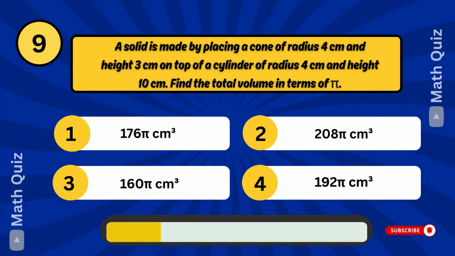A solid is made by placing a cone of radius 4 cm and height 3 cm on top of a cylinder of radius 4 cm and height 10 cm. Find the total volume in terms of pi.